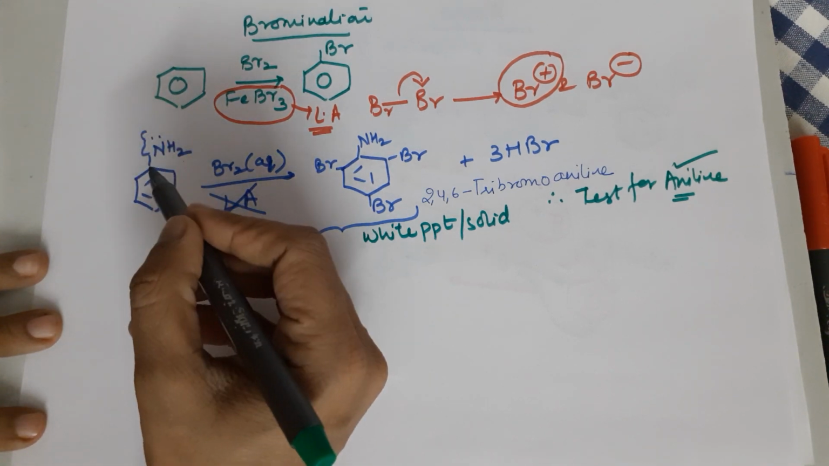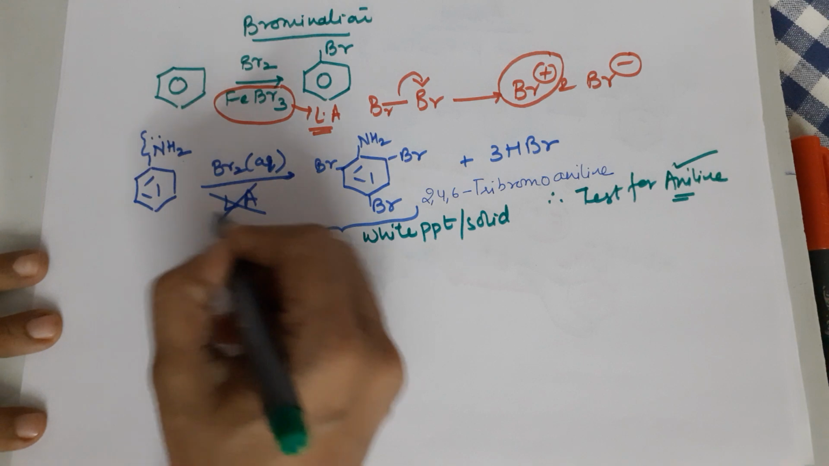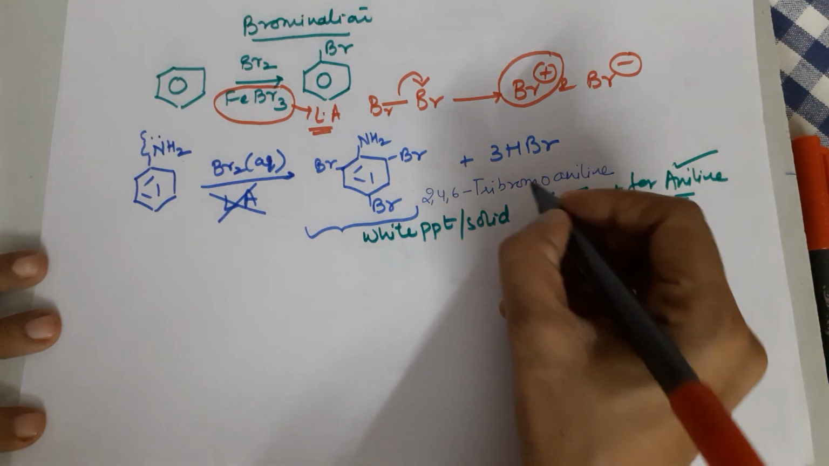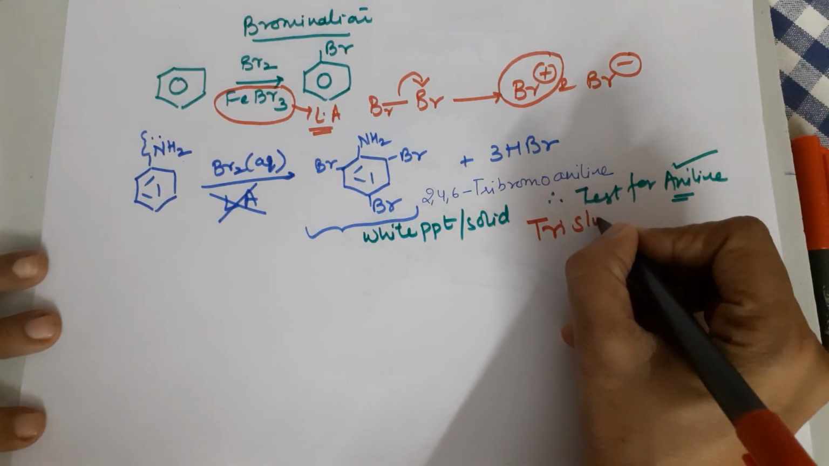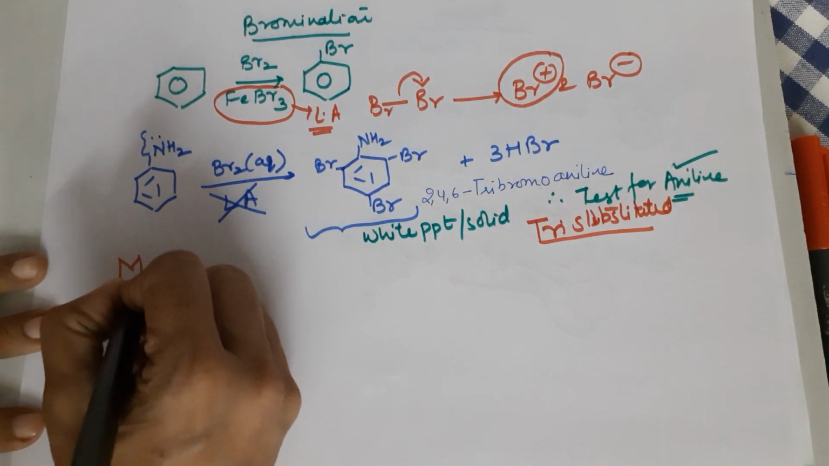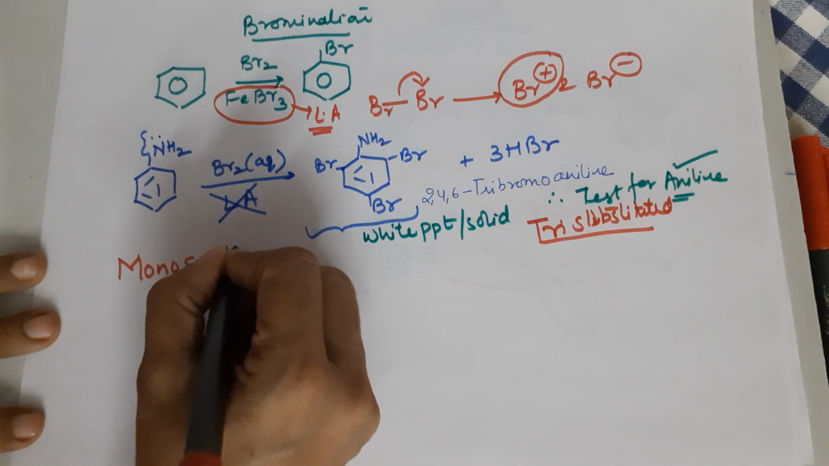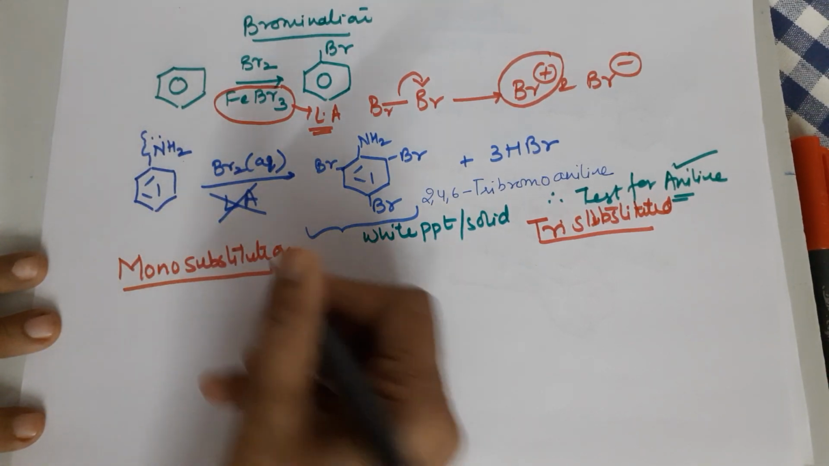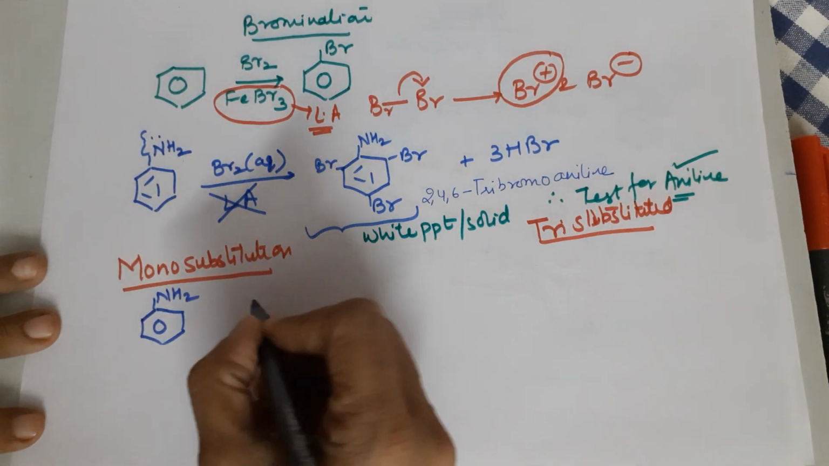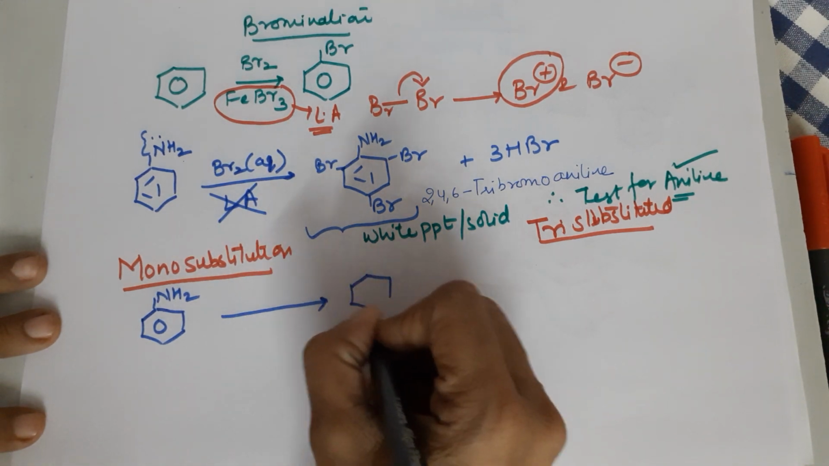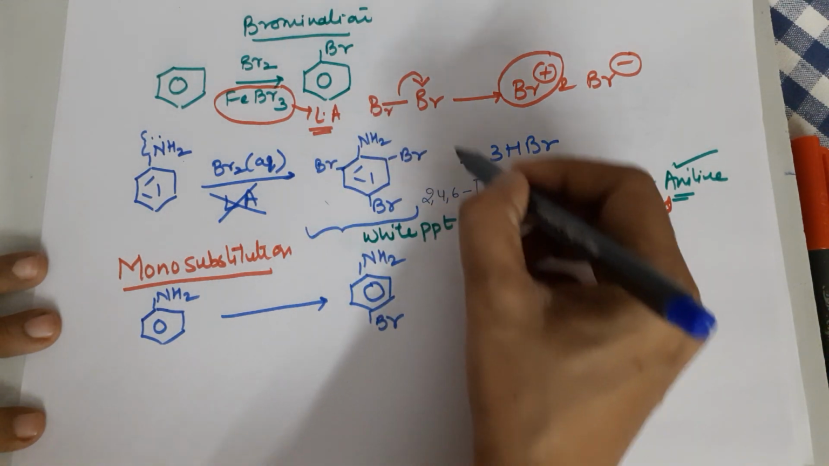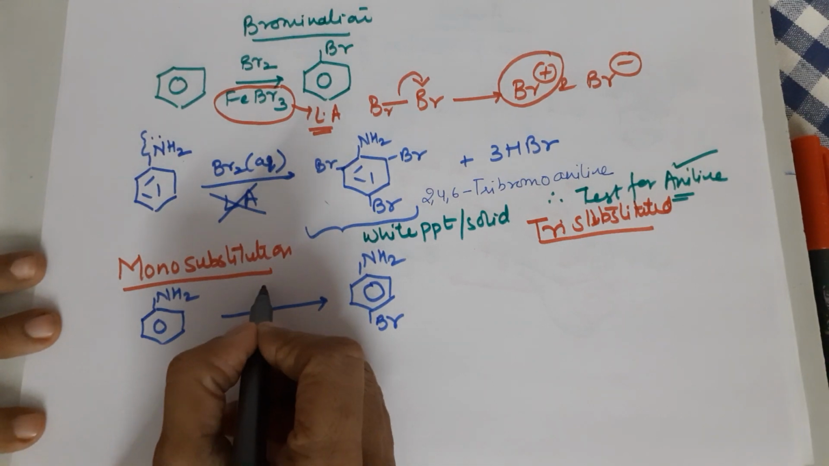And the reason is the activating influence of NH2's lone pair, which causes the reaction to happen even in the absence of the Lewis acid. Now the problem that arises is that this product that you are forming is tri-substituted. Now if you want mono-substitution, which means what I am trying to say is I start with aniline, but I want only to prepare the para-bromoaniline. I do not want to prepare this tri-substituted product. Now what do I do?